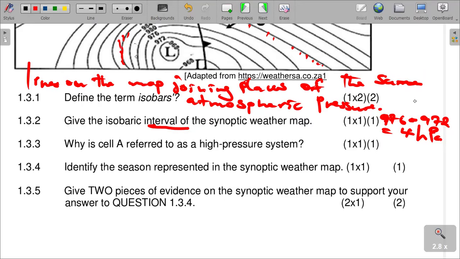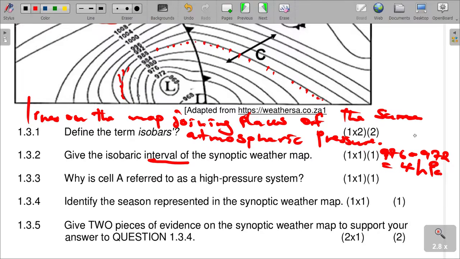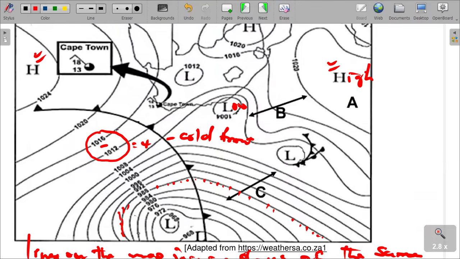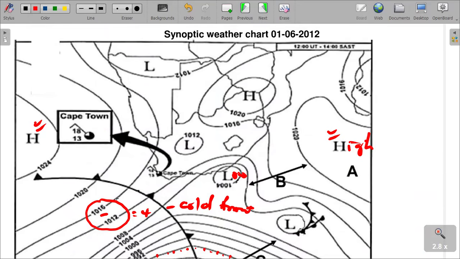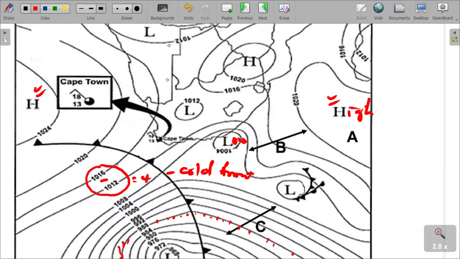Why is cell A referred to as a high pressure system? If you look at the interval of the isobars for cell A, the pressure is high at the center and decreases as we go outward. So it has the highest pressure, the highest values, at the center.